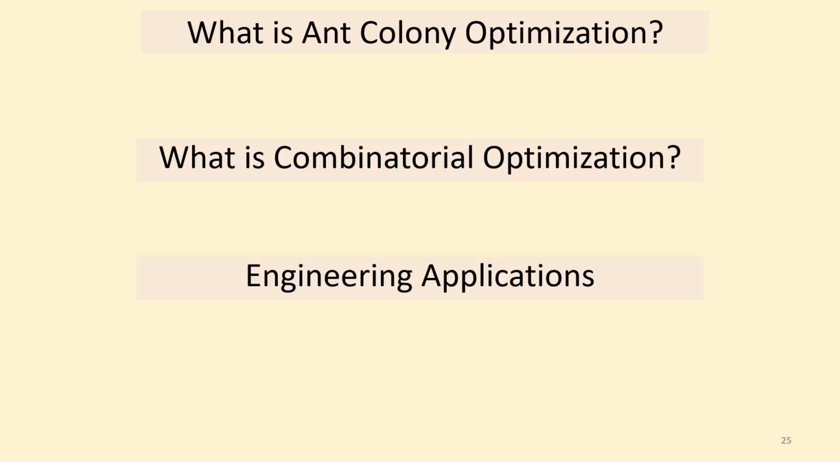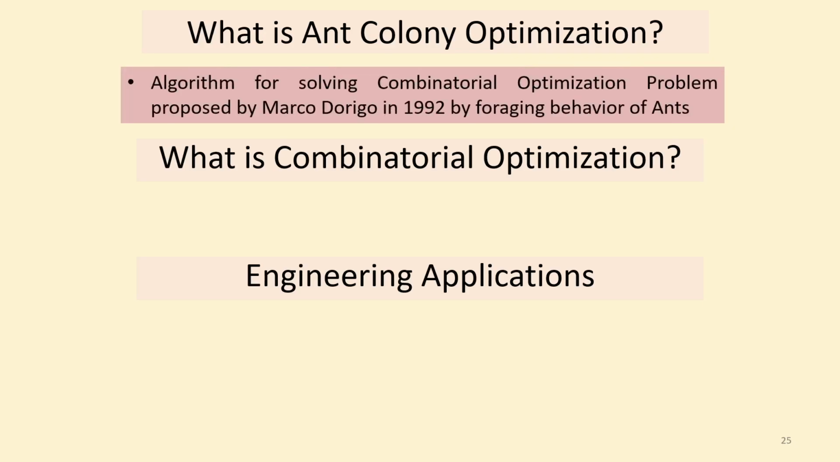Next, ant colony optimization. What is ant colony optimization? It is an algorithm for solving combinatorial optimization problems, and it was proposed by Marco Dorigo in the year 1992. It discusses the foraging behavior of ants. This algorithm is meant for solving combinatorial optimization problems effectively, and it is inspired by the foraging behavior of ants.